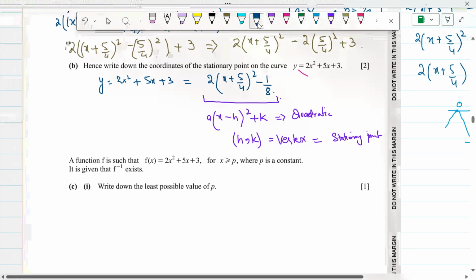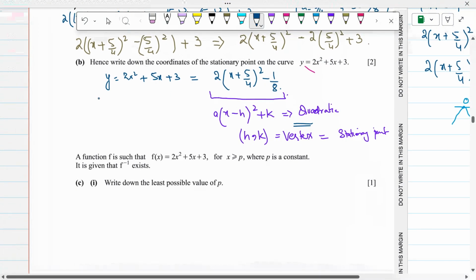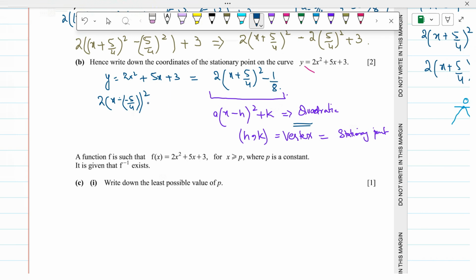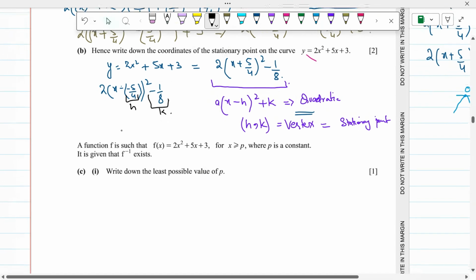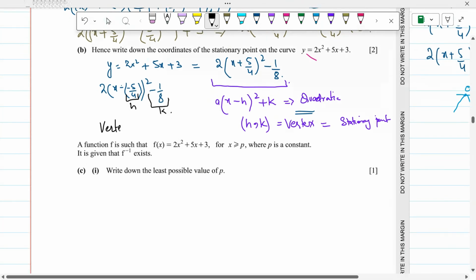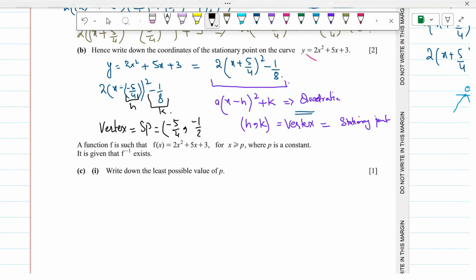So in this case, we can convert the equation we just solved into this format. We can write 2 times (x − (−5/4))² minus 1/8. This is h and this is k. So we can say that the vertex, which is the stationary point, is (h, k), so h is negative 5/4 and k is negative 1/8.